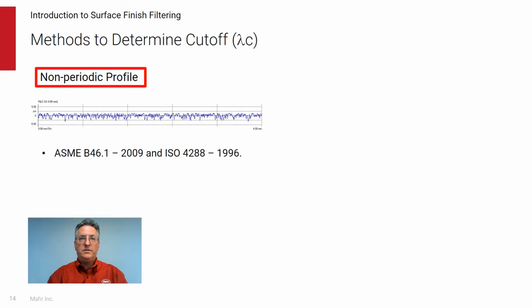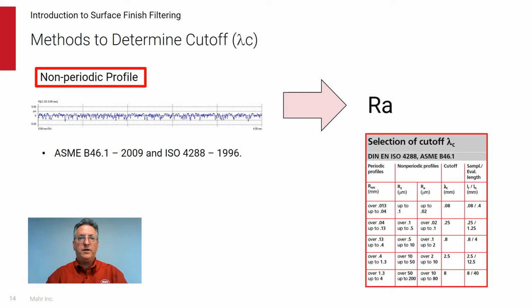If the profile is non-periodic, then the following method is followed by both standards. First, estimate the RA value of the unknown profile. For example, using the total profile trace we discussed earlier. In both standards, there are tables that show the selection of the cutoff related to the RA parameter for a non-periodic profile. Now, locate the column for the RA parameter and search for the range of RA values where the estimate falls. Then, find the corresponding cutoff that should be used for the estimated RA.